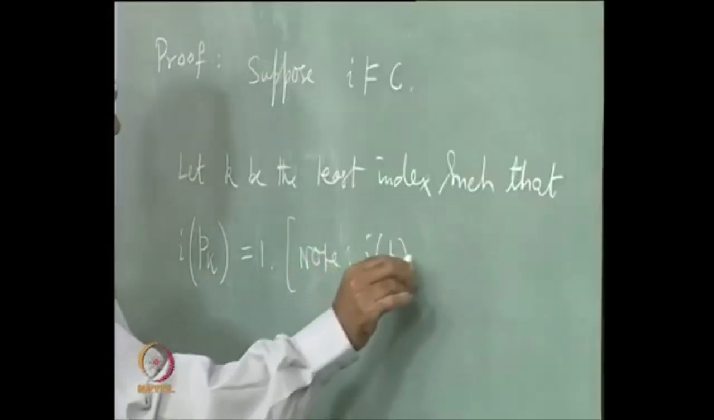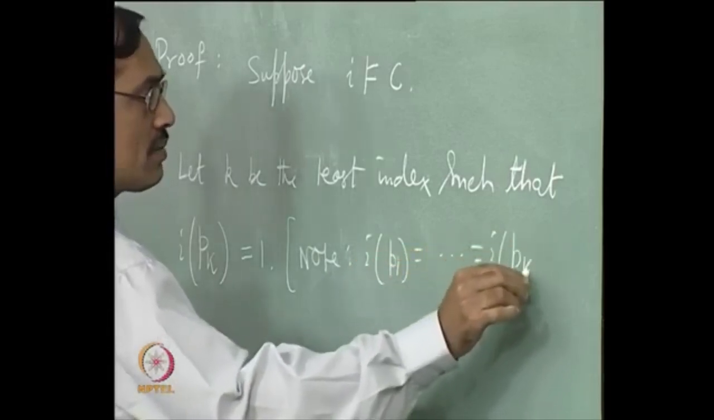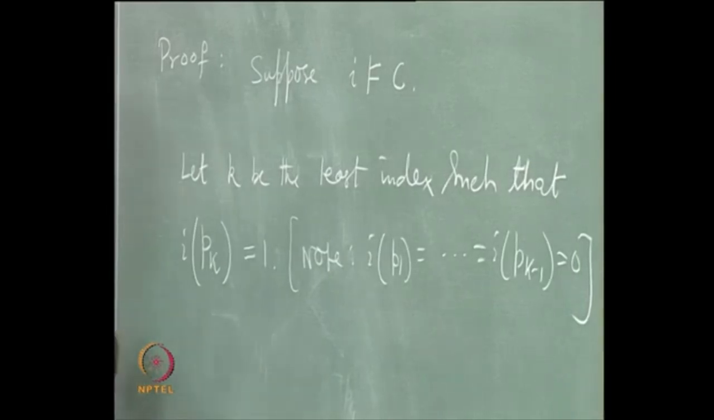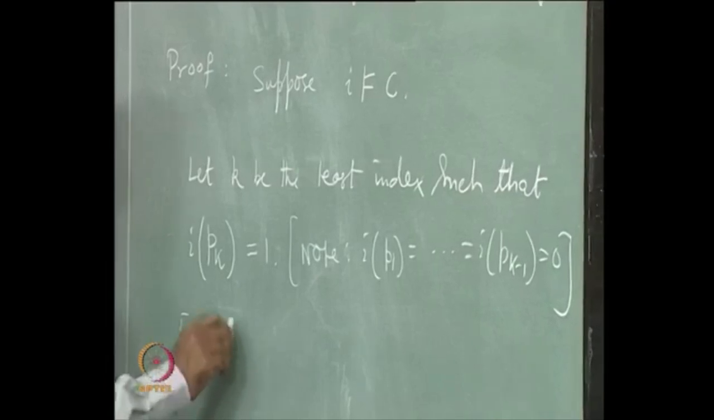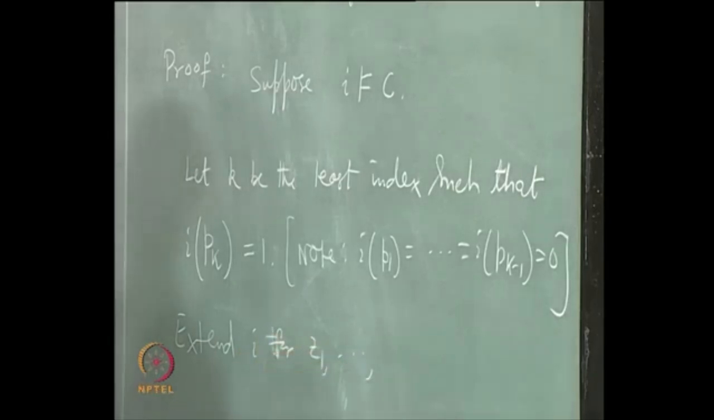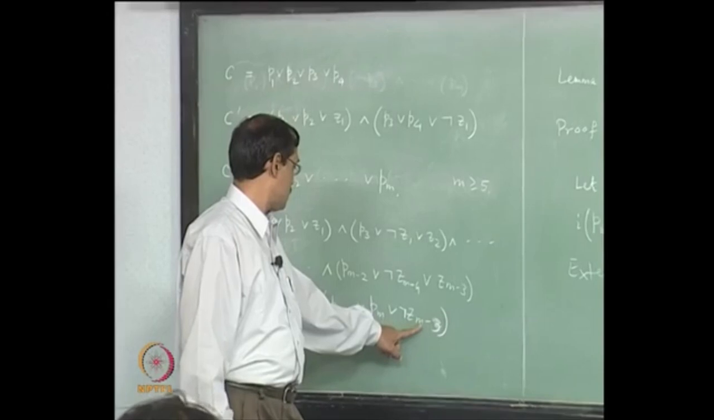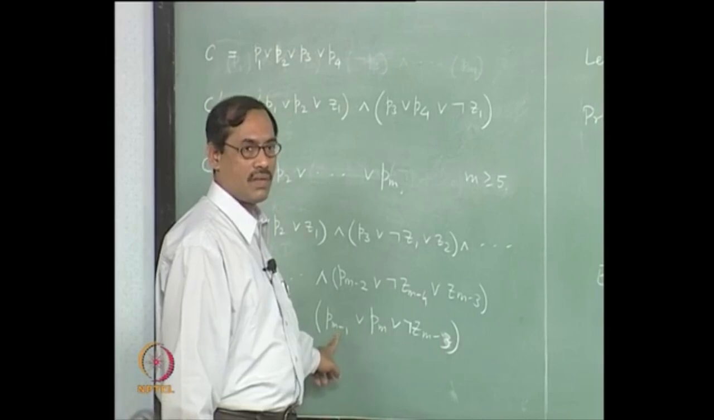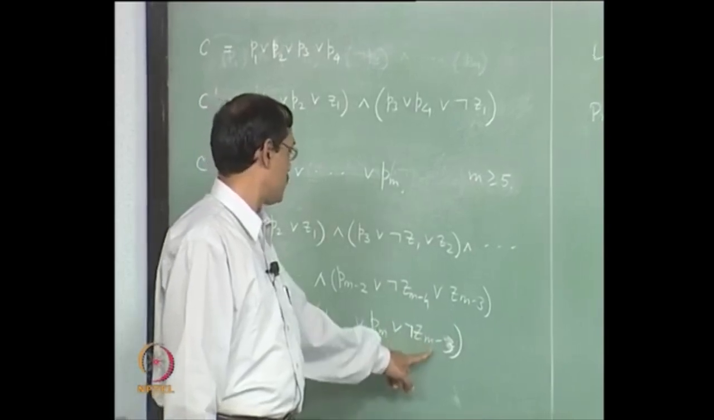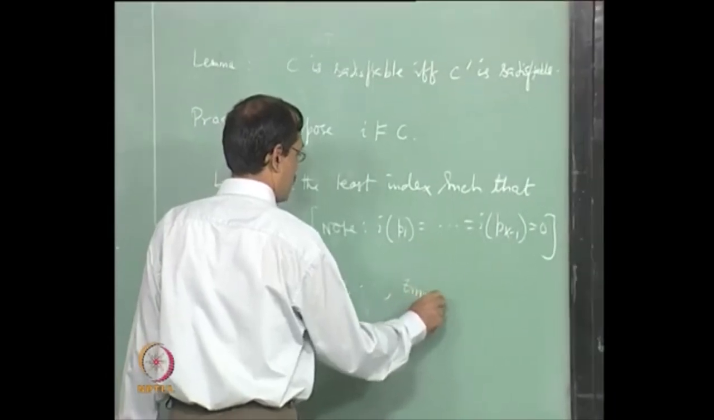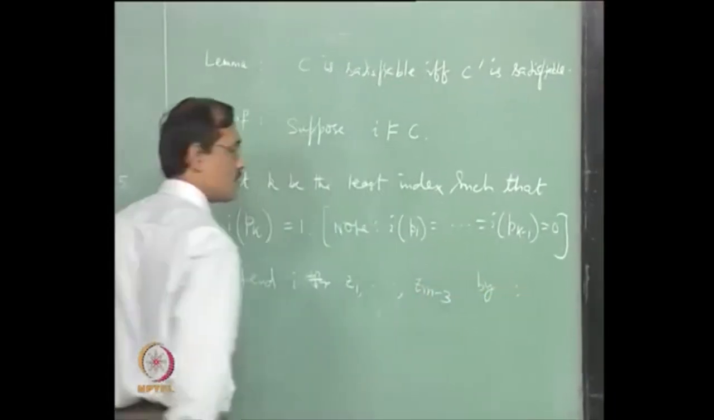Note, I of p 1, up to I of p k minus 1 are 0. That is what it says, because it is the least index and all the others we are not bothered. Now, what we do? Extend I to, or for, z 1 to z m minus 3. Up to m minus 1 we are involved, p m, then z m minus 3, z m minus 4, so up to z m minus 3, z 1 to z m minus 3, by what to do?